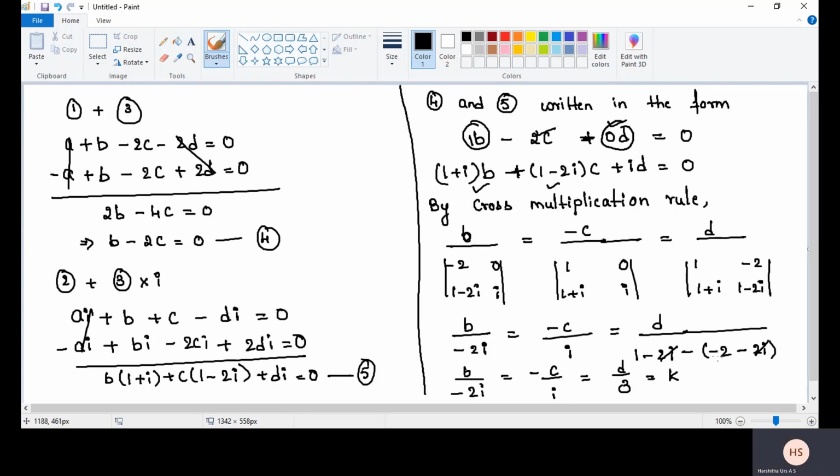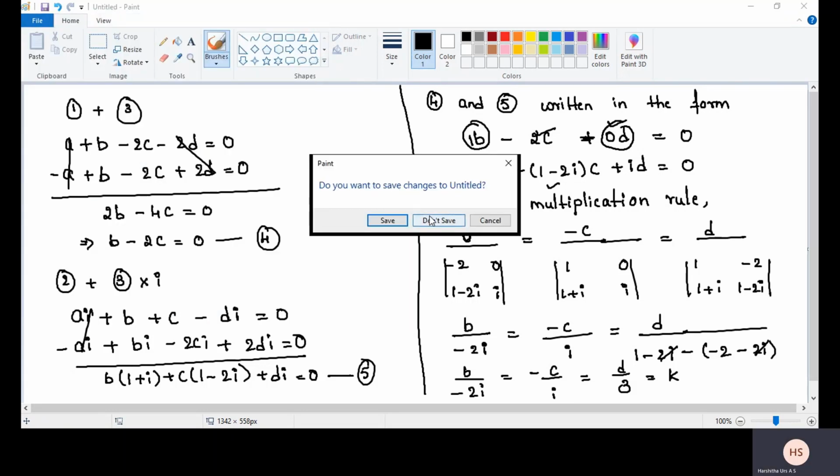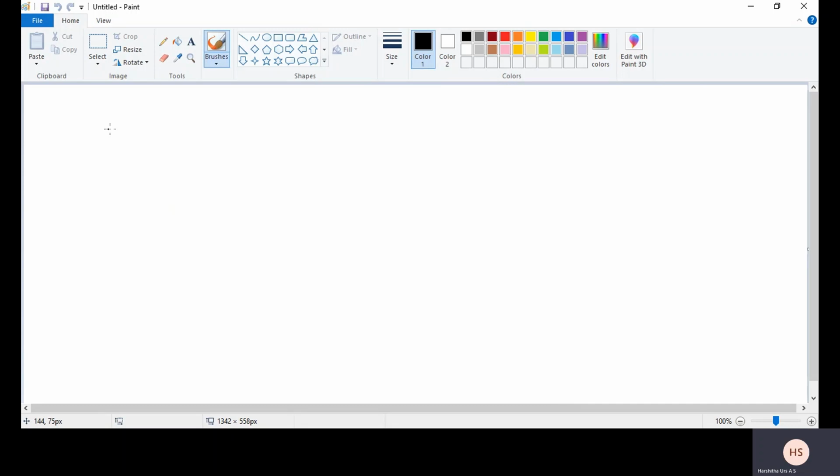Minus of minus 2 is 2. So 1 plus 2 is 3. That is equal to some constant. Next, we have to find out the B, C, D values. What we have to do here? B is equal to minus 2ik. C is equal to minus ik. D is equal to 3k.